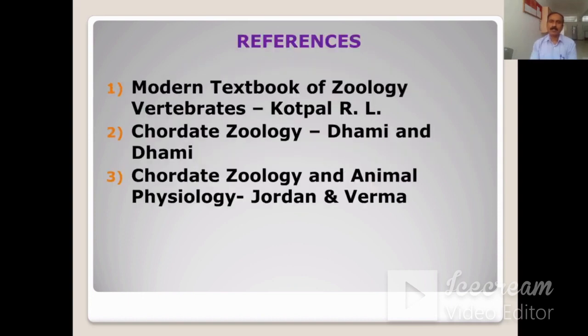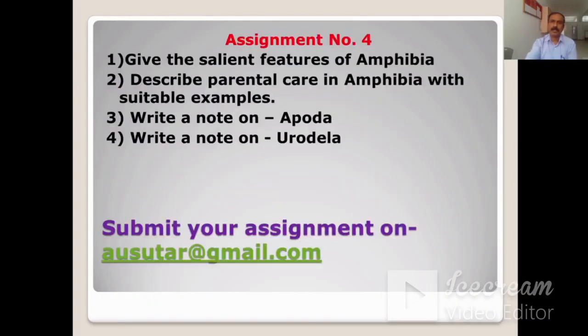These are the references used to prepare this presentation. This is assignment number 4. Question number 1, give the salient features of amphibia. Question number 2, describe parental care in amphibia with suitable examples. Question number 3, write a note on Apoda. Question number 4, write a note on Urodela.